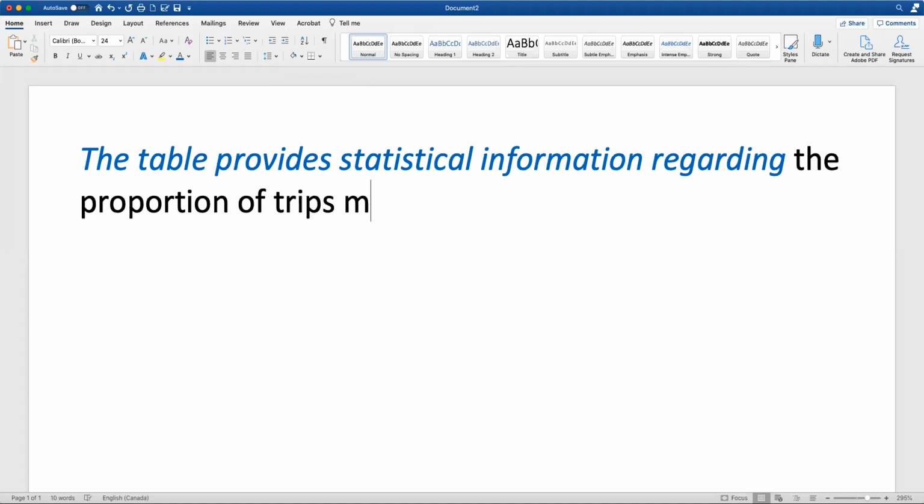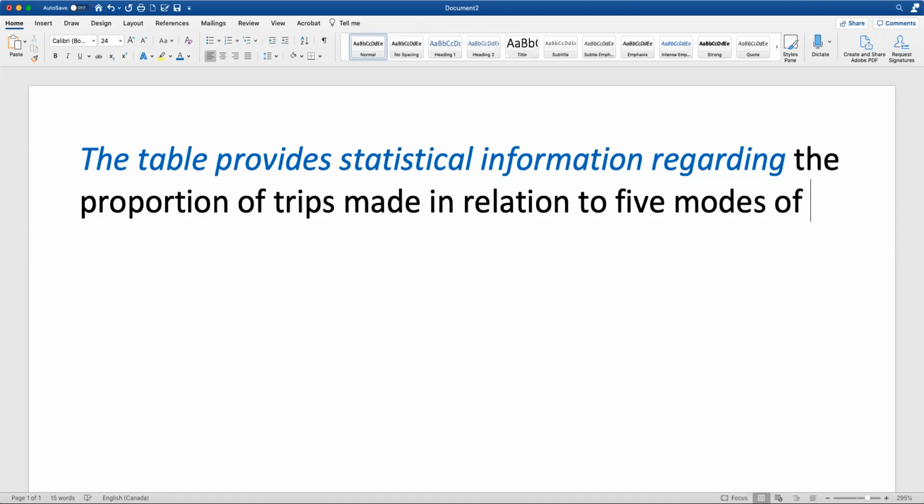Trips, let's say, made in relation to 1, 2, 3, 4, 5 modes of transport. In 4 developed nations.